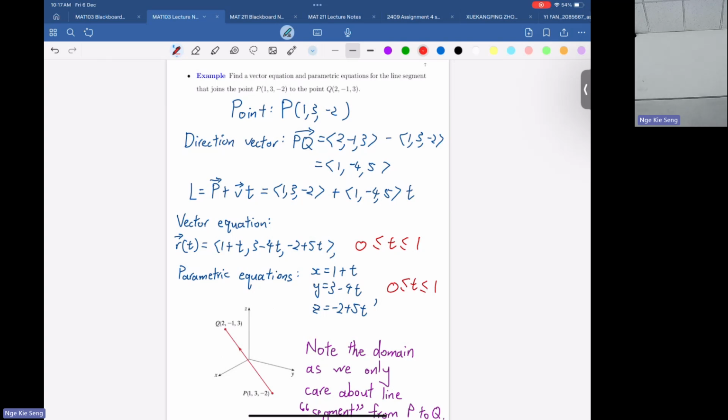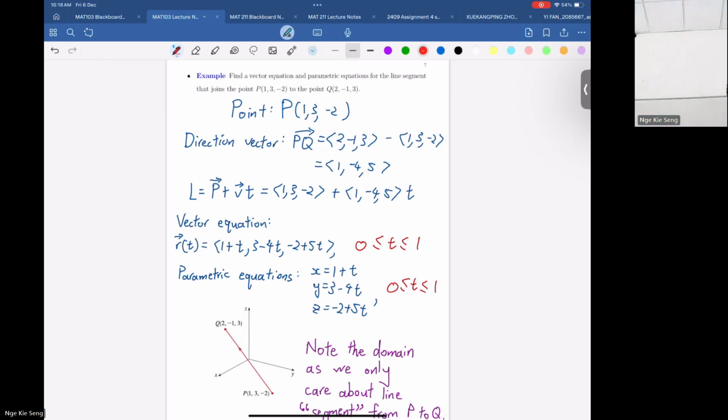Can I draw a line from Q to P or not? Can. Why? Because this is just asking for a line segment that joins the two. It doesn't say where you have to start. If it says you have to start at P or start at Q, then you need to make sure the starting point is the right one. Unless the question asks about a line segment that starts somewhere specific, then the orientation becomes very important.